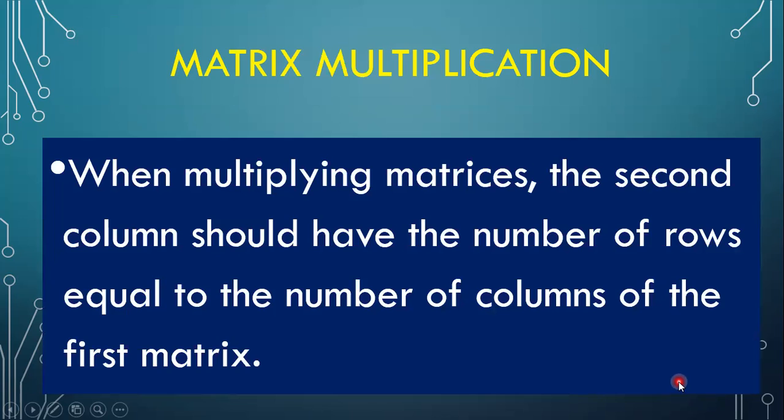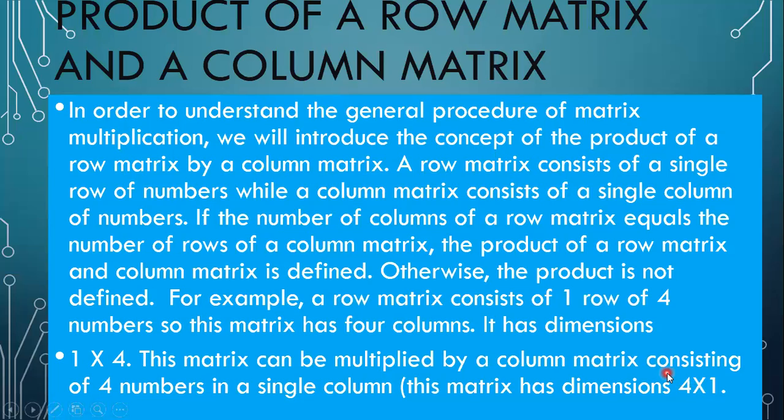Now, for matrix multiplication, that is when you are multiplying a matrix with another matrix, the number of columns in the first matrix should be equal to the number of rows in the second matrix. So we also have to look at the idea of row and column matrices. In order to understand the general procedure of matrix multiplication, this idea is very important, especially when we're dealing with a row and a column matrix.